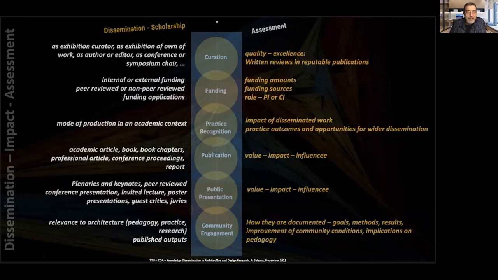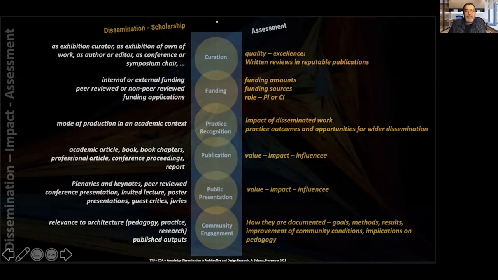When we look at curation, for example, it has specific parameters for assessment in terms of quality, excellence, written reviews, and reputable publications. So even if you develop an exhibition, developing an exhibition on its own is not enough, but generating a catalog, having written reviews and reputable publications is a recognizable, in general, form of dissemination. Whether it is recognized in a specific university or not, it's a different story.